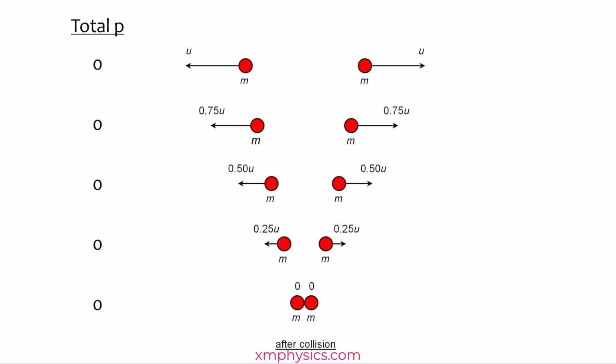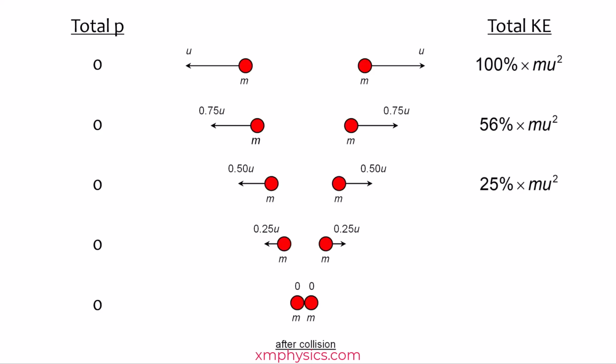We have been talking about the momentum, but what about the KE? The one at the top has the same total KE as before the collision. Going down the rows, the collisions are losing more and more KE. The one at the bottom actually lost all the KE.